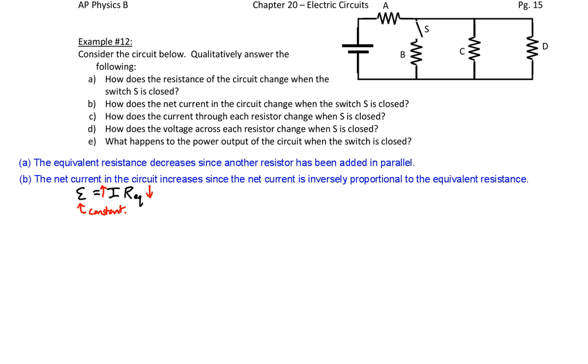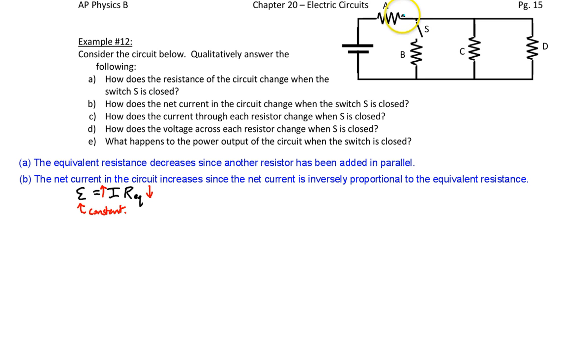Now go on to part C. How does the total current through each of these components change? A, B, C, and D. Write down your answers. Okay, let's tackle these one by one now.